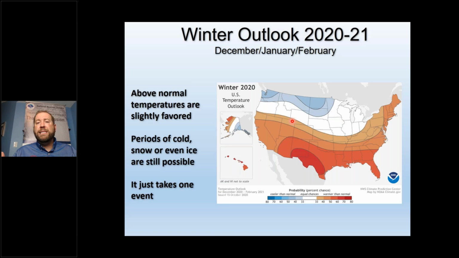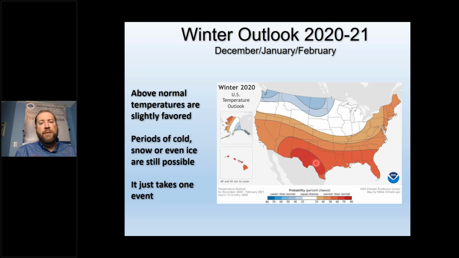Before we get to the class about what can happen in our area, I do want to touch upon the winter outlook. This is produced by the Climate Prediction Center for the upcoming winter, which is December through February. The forecast with a strong La Nina is actually above normal temperatures across the south, including us, and below normal temperatures across the north. A couple things to point out with a climate forecast. It is just a forecast. It's actually divided into thirds, the chance of below normal, equal chances, or above normal.